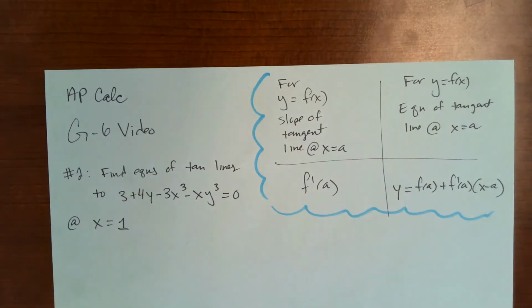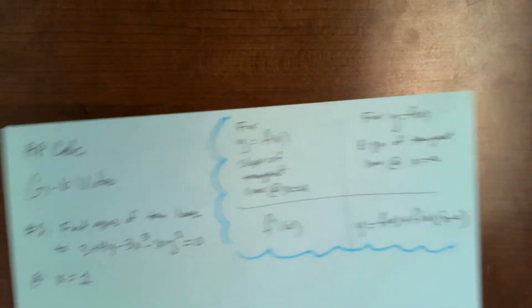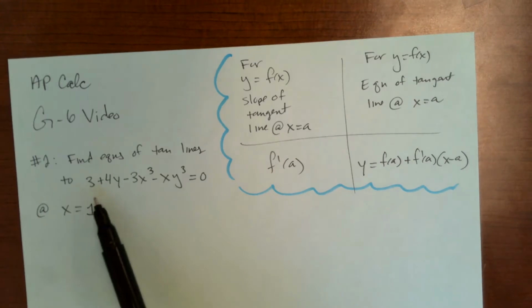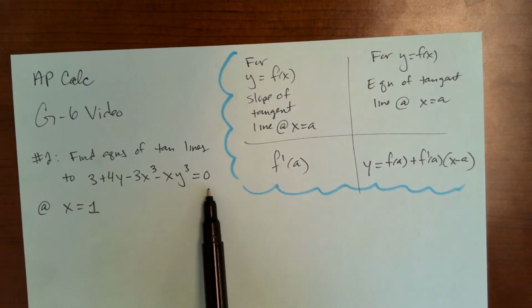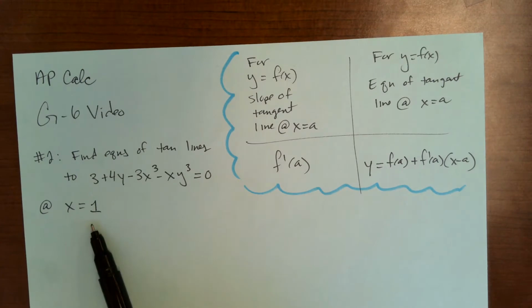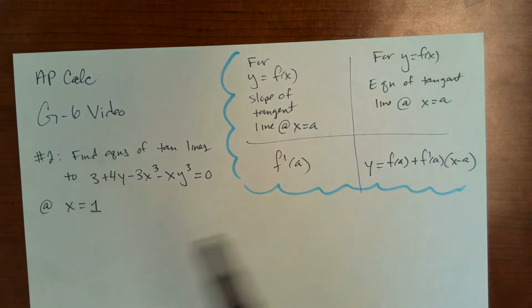Okay, so here is G6. So we're going to do number 2 and number 12. All right, so number 2 says find the equations of tangent lines to the graph of this equation at x equals 1. Okay, so when the x coordinate is 1.